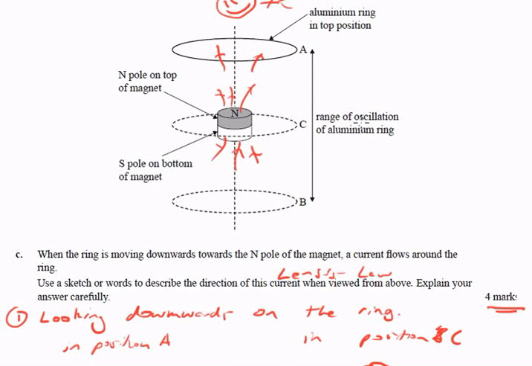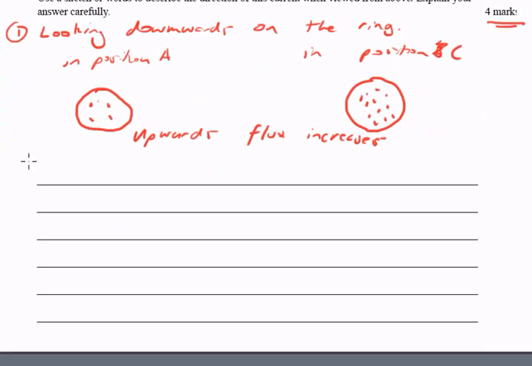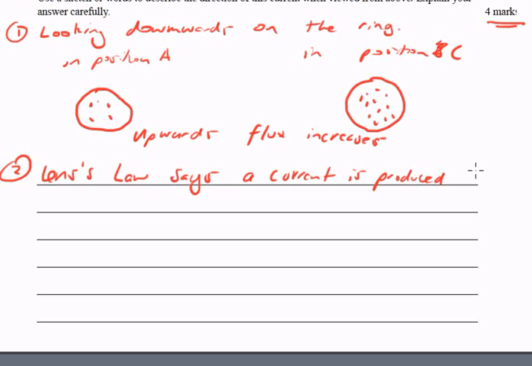Now Lenz's law says, and we can cross this out, but this is just to help our working. Lenz's law. Well, actually, we'll write the real Lenz's law down, then we'll write the other one. Lenz's law says a current is produced which makes a field to oppose the change in flux.